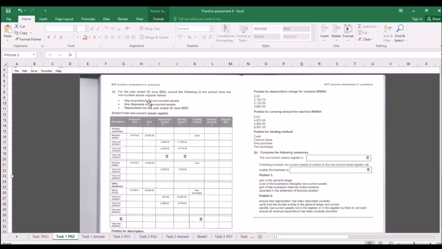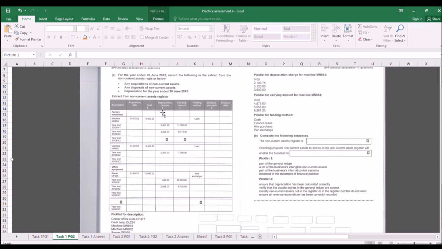It's going to be interesting. So for the year ended 30th of June, following an extract from the non-current asset register below. Any acquisitions of non-current assets, any disposals of non-current assets, any depreciation for the year ended 30th of June, and an extract on current ledger here. Okay, so let's kind of move on then. So, acquisition date.